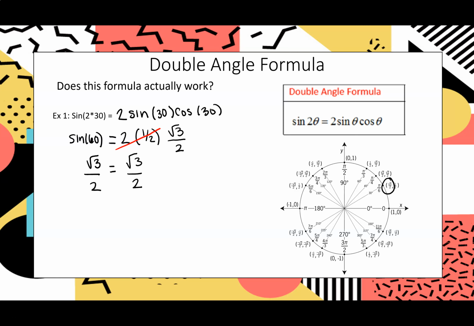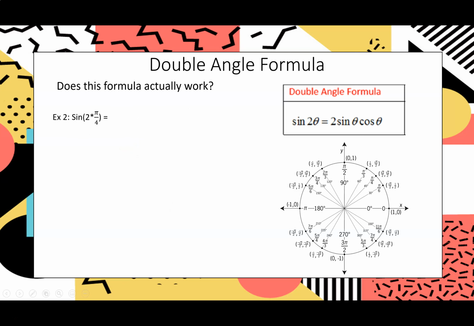And so have we verified that this is true? Yes, we have. I like to put a check. In fact, some people like to say QED, which is a Latin phrase meaning, I have proven that which I set out to prove. You don't have to do that, but I kind of feel fancy doing it sometimes.